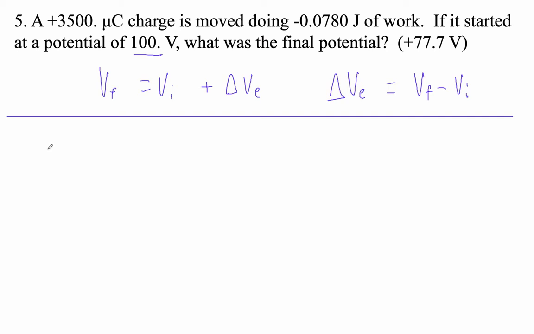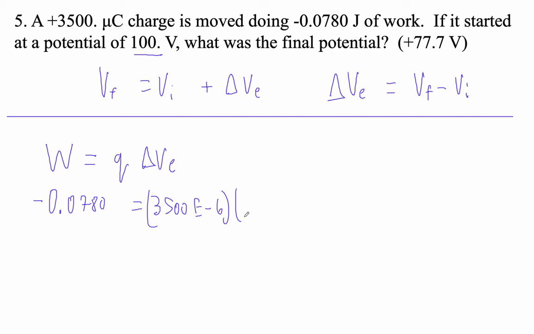Okay, so the work is Q times change in VE. Our work is negative. So we lowered its potential energy, right? Okay, and that equals 3,500 times 10 to the minus 6th. And then we're going to find the change in potential. Okay. It's going to be a negative change in potential.